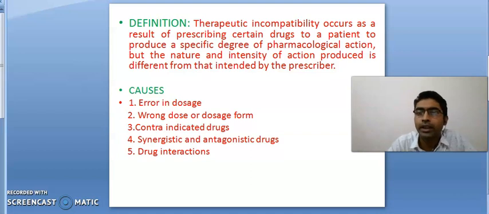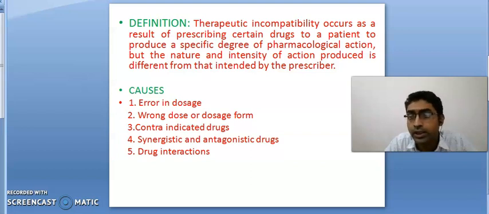Therapeutic incompatibility may arise as a result of prescribing certain drugs to a patient with the intention of producing a certain degree of pharmacological action, but the nature and intensity of action produced is different from that intended by the prescriber. Now, suppose a patient is suffering from fever, elevated body temperature. He went to the physician, who has written certain medication. Suppose he has written paracetamol 500 mg.